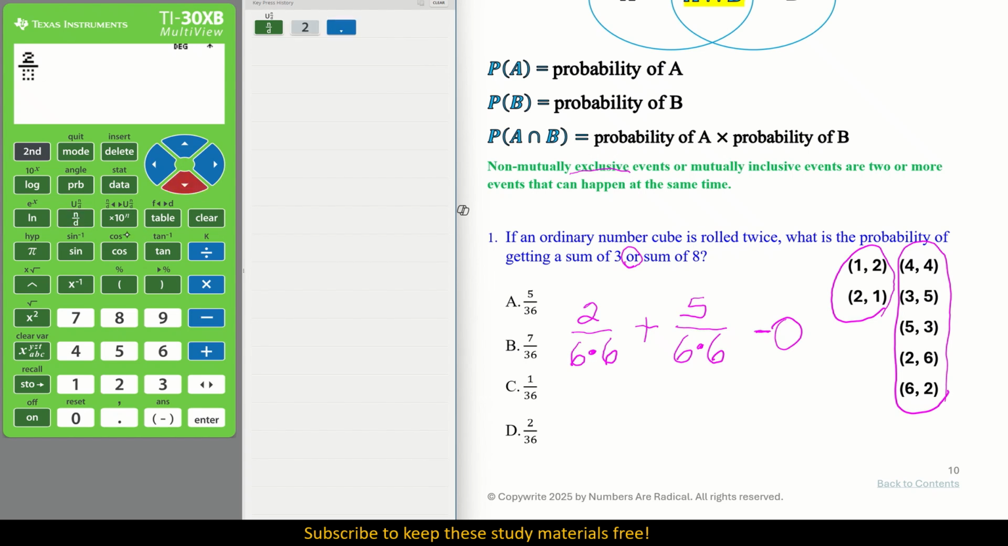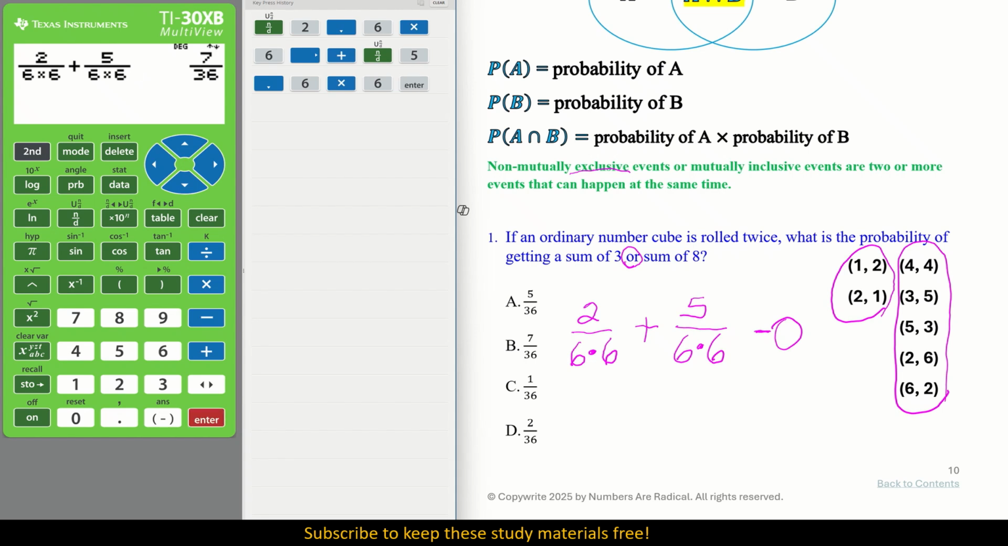Let's see. 2 over 6 times 6. And no, I'm not going to try to do any of this in my head. So plus, and my fraction, I have 5 over 6 times 6. Now, I don't need to say minus 0, because it's not going to happen at the same time. I'm not even going to worry about that. So enter, and it has reduced down very nicely, giving us option B. Okay, let's go on to number 2.